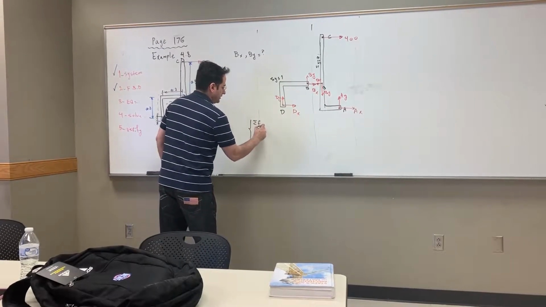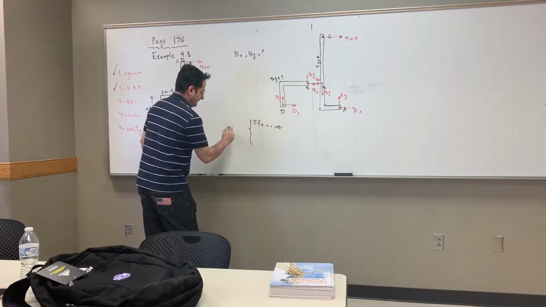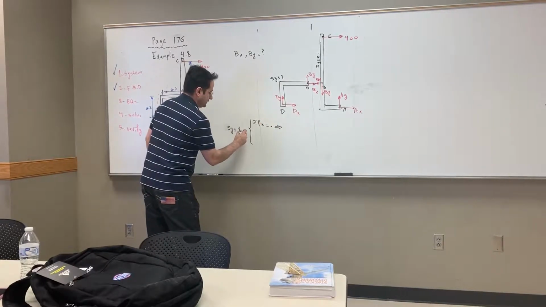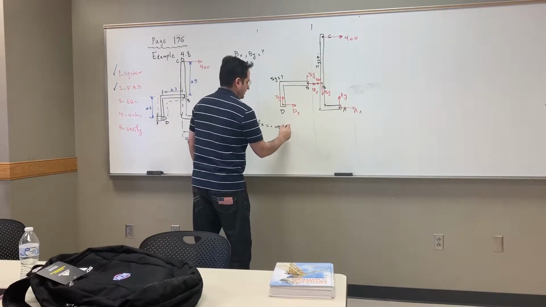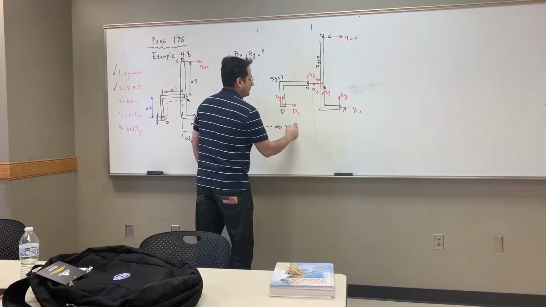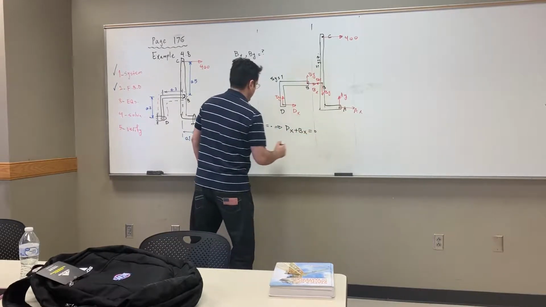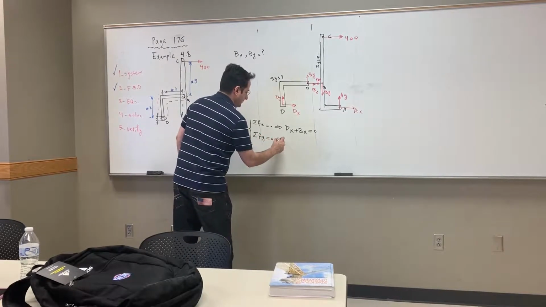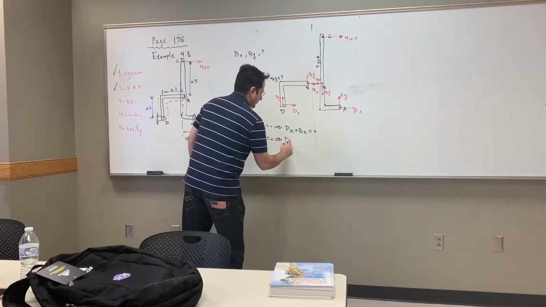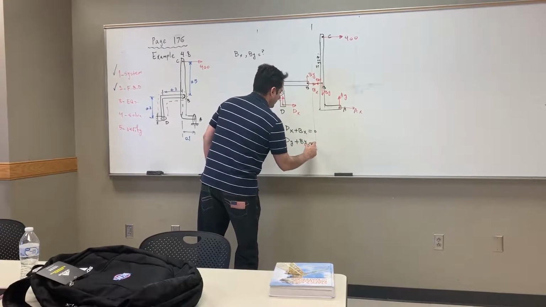Summation of force in x is 0, for system 1. Equation system 1. So that's going to give me DX plus BX is equal to 0. Summation of force in the y direction, 0. That's going to give me DY plus BY is equal to 0.